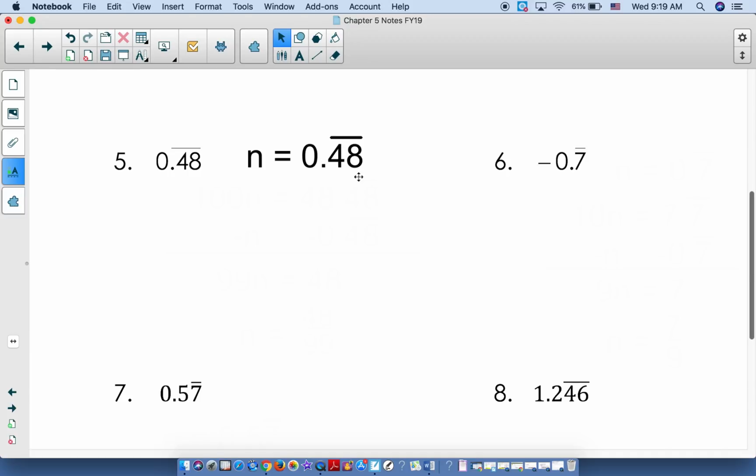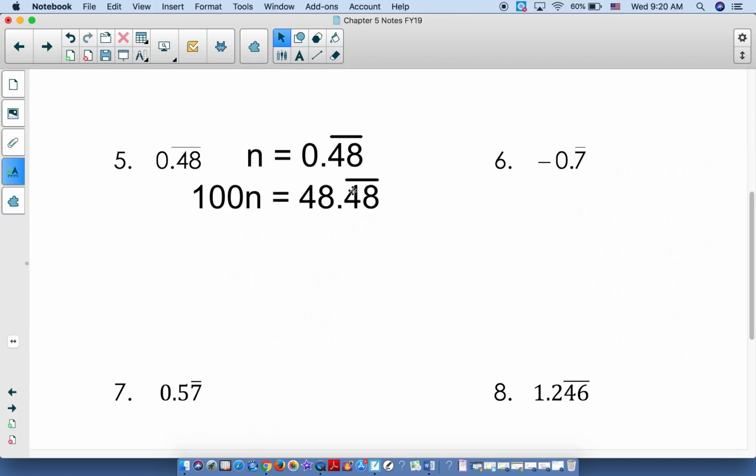If I multiply the 0.48 repeating times 100, that would give me 48.48 repeating. And the reason why the 0.48 repeating stays is because the 4 and 8 go on forever. So we can write a second equation. 100 times n is equal to 48.48 repeating. Because all I've done is I've kept my equation equivalent. Both sides have been multiplied by 100. Okay?